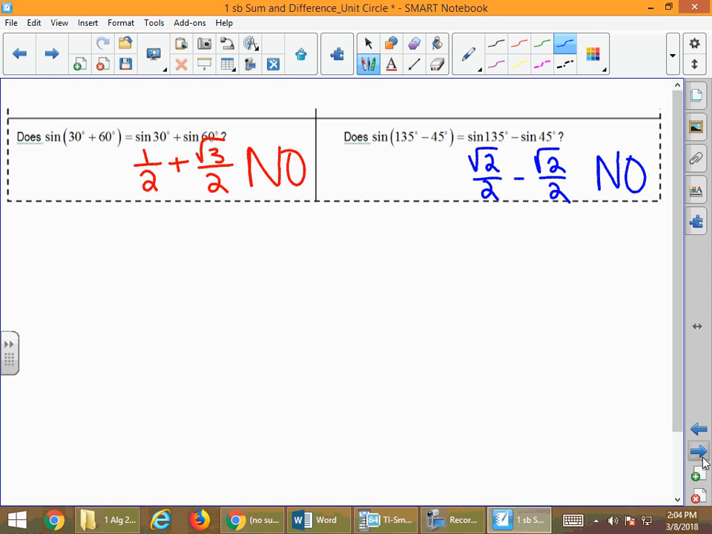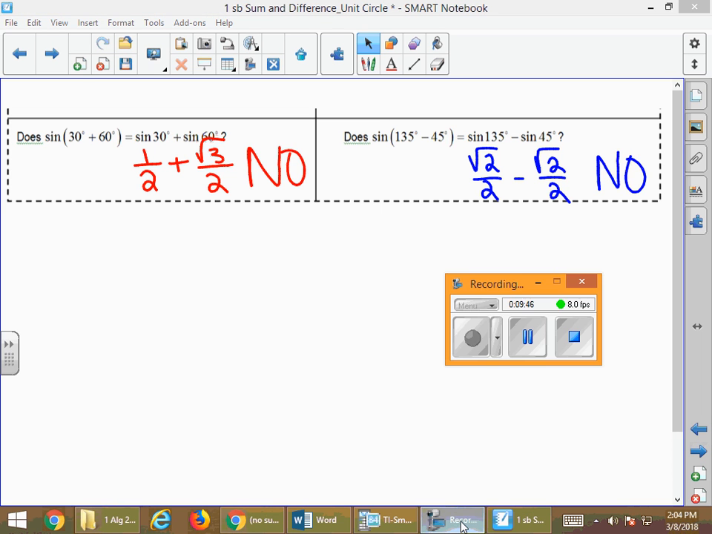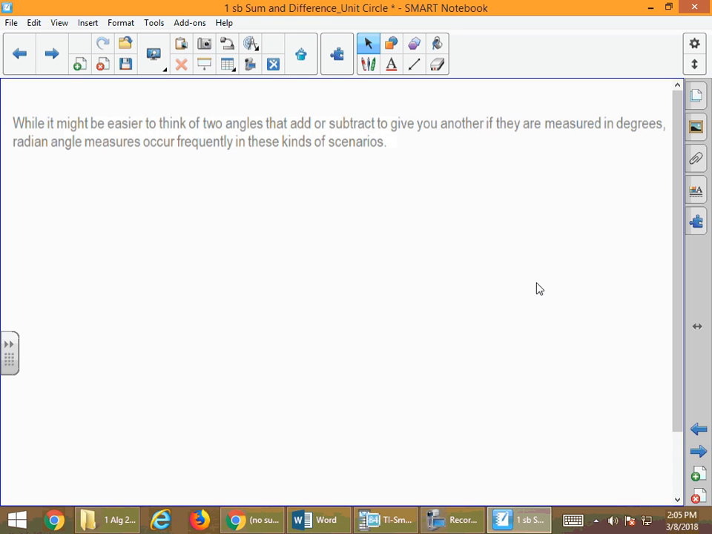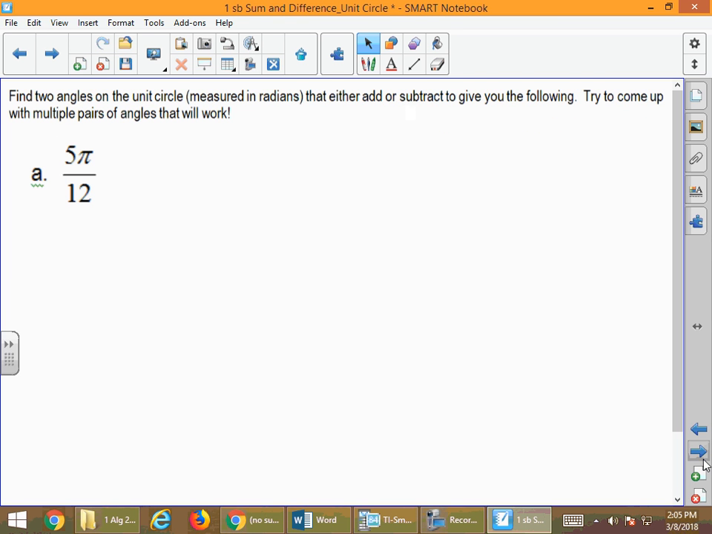Now, like me, you might have had trouble with the degrees. When we flip over here to the back, the radians might be easier for us. While it might be easier to think of two angles that add or subtract to give you another, if they're measured in degrees, radian measure is what we're more familiar with. So let's take a look at our radian measure here. And let's see if we can find two angles on the unit circle measured in radians that either add or subtract to give you the following. And it says try to come up with multiple pairs.